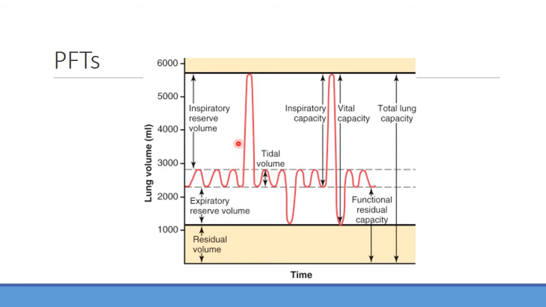And then you can have a forceful inspiration. This is going to be much higher. And then back down, and then we'll go back to normal breathing, and then you have a forceful expiration, and then you can actually do both, where you have a forceful inspiration, and then you breathe everything out. And that's going to be able to tell us several different values, which we'll talk about in more detail in just a moment.